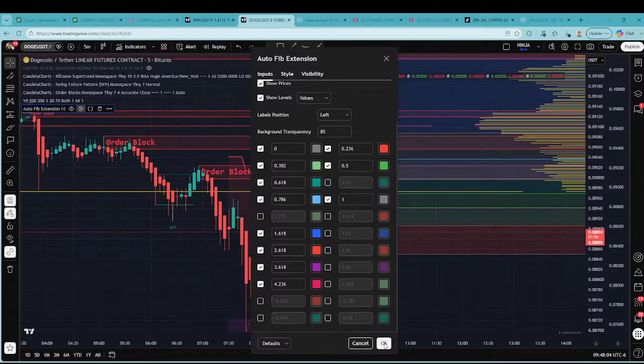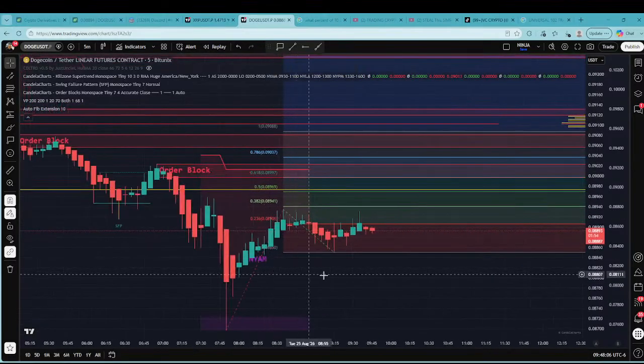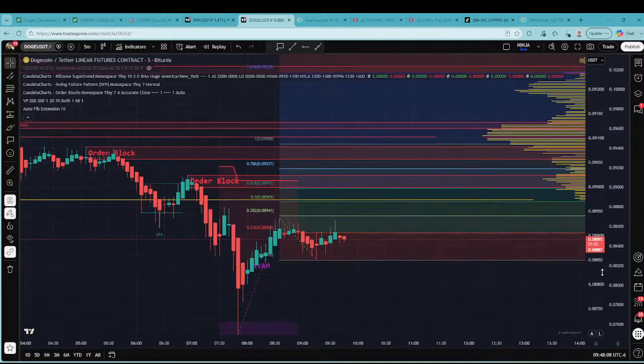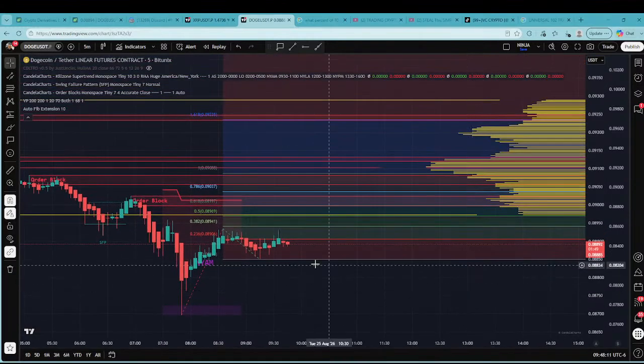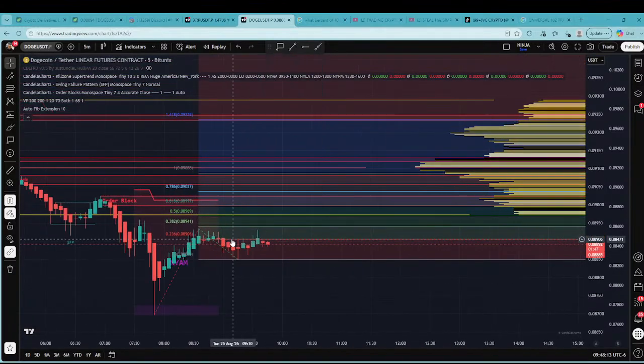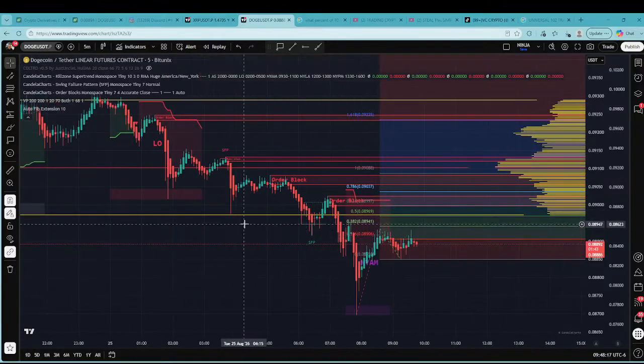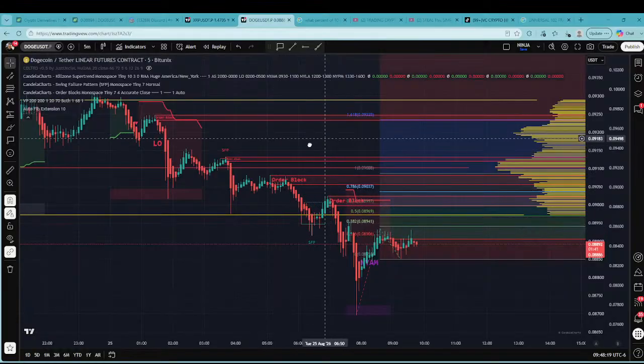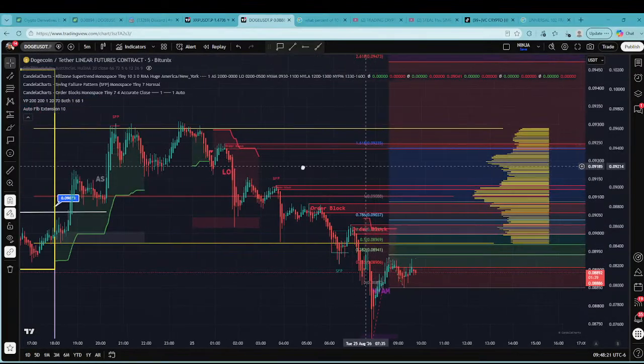All right, so we're going to extend Fibonacci to the right. That's why we have it over here. Okay, so here we go. Now we have order blocks, volume, and the Fibonacci, right? So you can see the order blocks are kind of just set up on the Fibonacci lines right here.